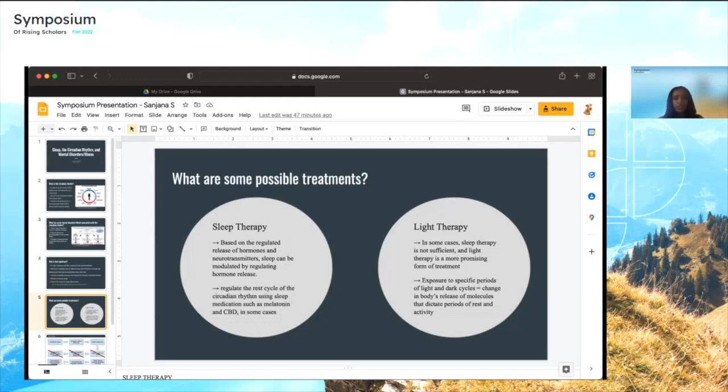In some cases, sleep therapy is not sufficient and light therapy is a more promising form of treatment. Generally, the human body sets active and rest periods by taking into account the daily amount and timing of ambient light. Exposure to specific periods of light and dark cycles, which varies from treatment to treatment, can change the body's release of molecules that dictate rest and activity. Ultimately, light therapy could yield the same results as controlling the activities to sleep, which is sleep therapy.